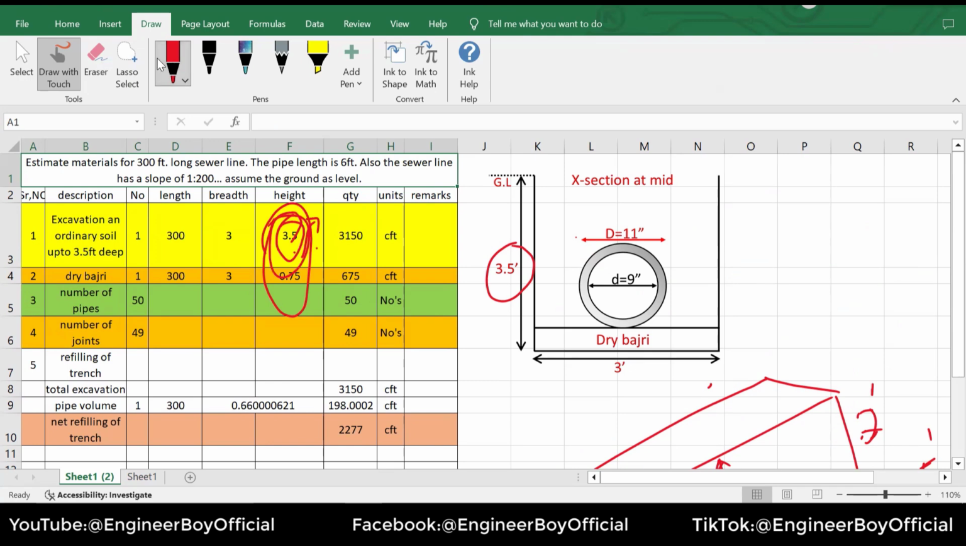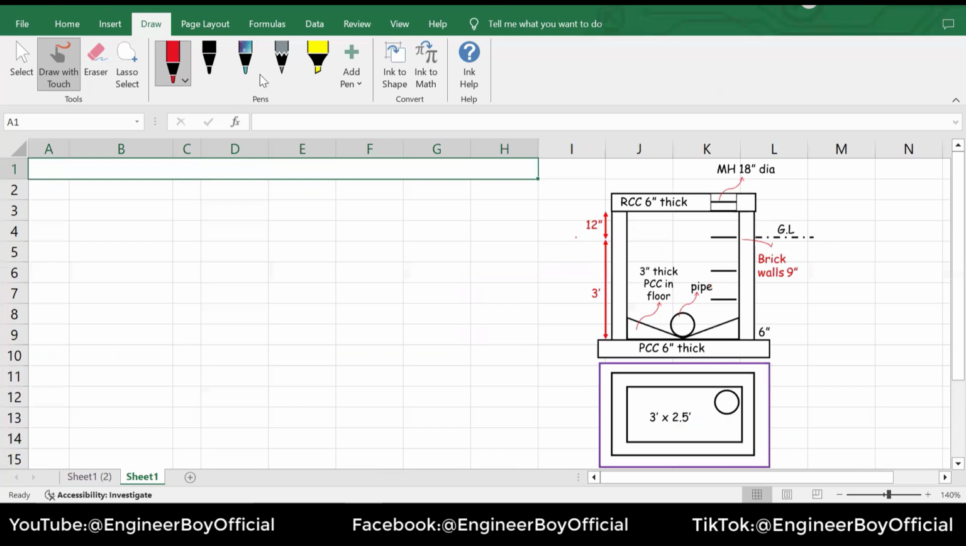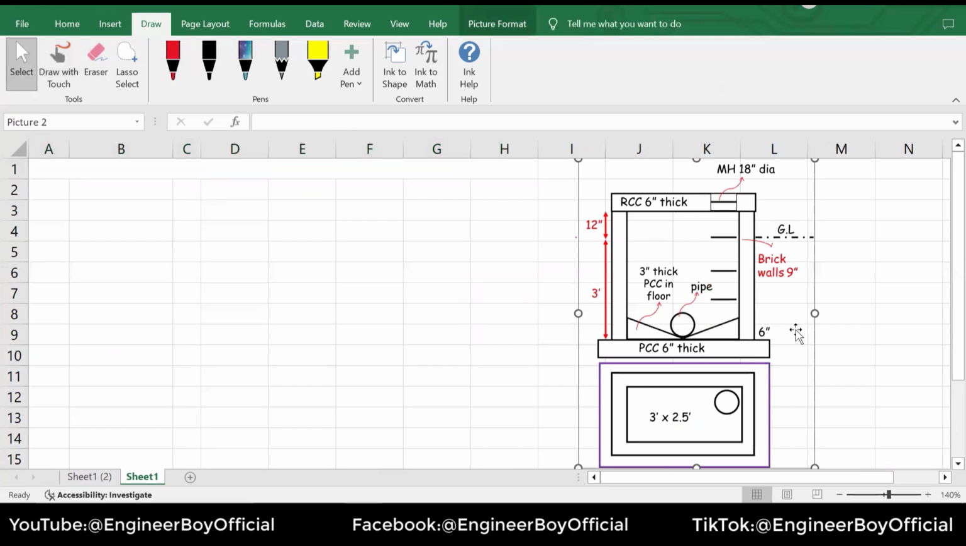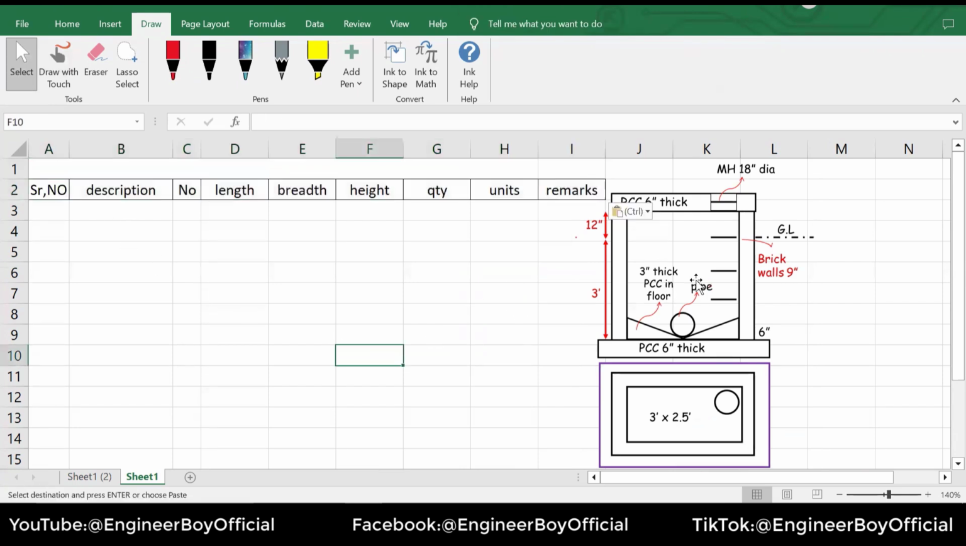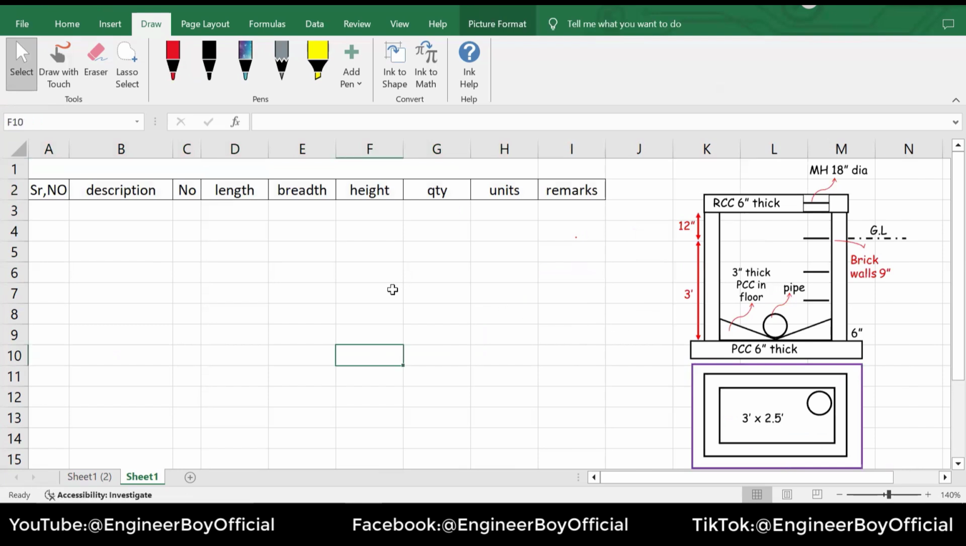Now we will jump into another example, which is going to be related to, let's say, this guy. This is just a manhole. Do you guys have any idea about manholes? So let's say we'll try a manhole in the same session. Okay, this is a manhole. You can see it.